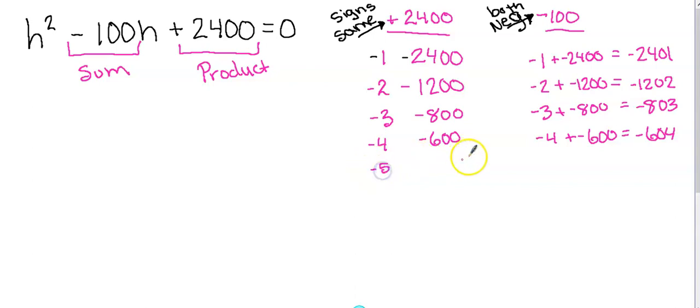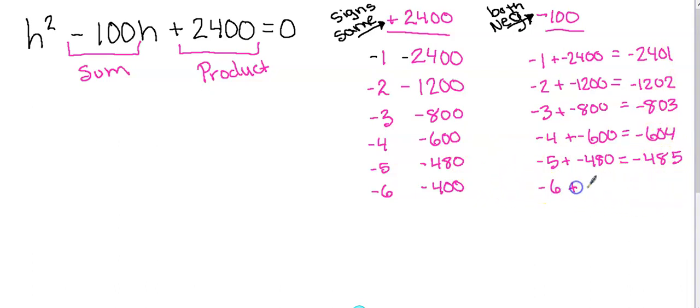2400 divided by negative 5 is negative 480. Negative 5 plus negative 480 is negative 485. I need negative 100. 6 will go into it as well. 2400 divided by negative 6 is negative 400. We're getting closer. This number is going down closer and closer to negative 100. It's just going to take a little while. Negative 406.